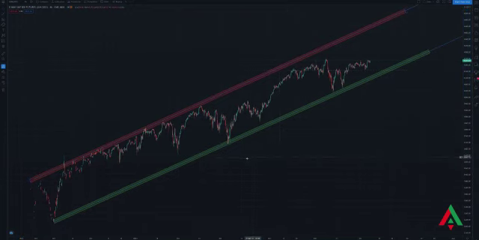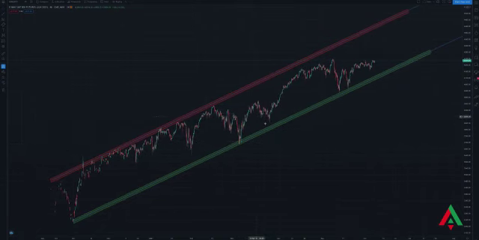So channels are super simple and very straightforward, and they're very repetitive. So make sure that whenever you are spotting something like this, that you are testing the resistance side of it and the support side of it. You don't even have to put on risk. Just see if it's valid, see if price action's playing off of it, and then go from there. But yeah, so that's a really good example of a nice trend line and then how we turn that into a channel.